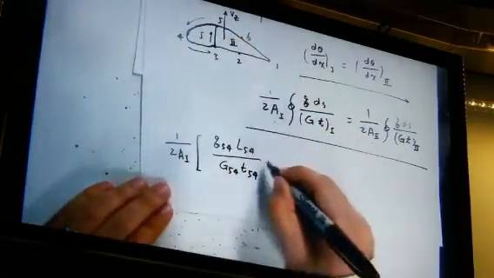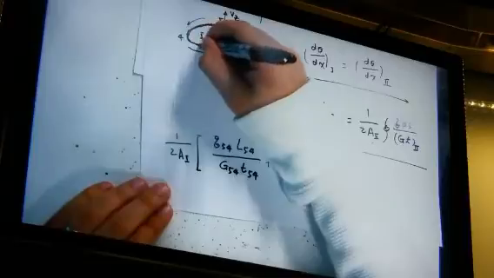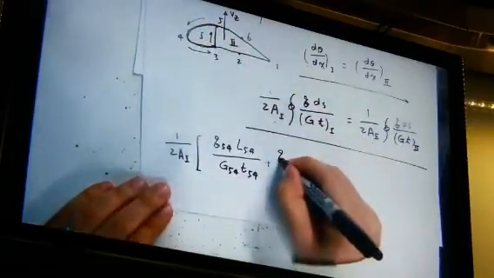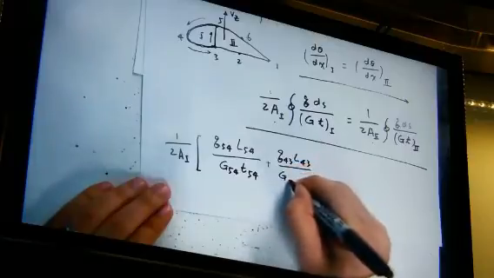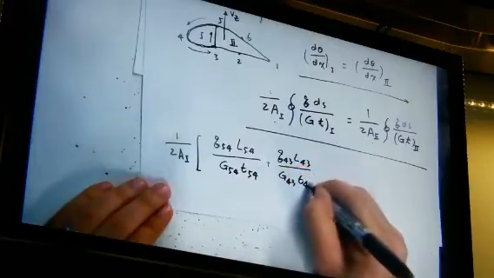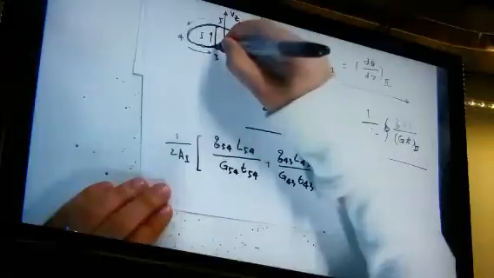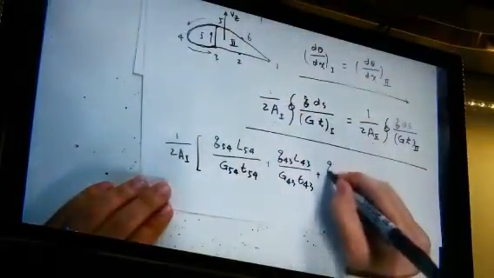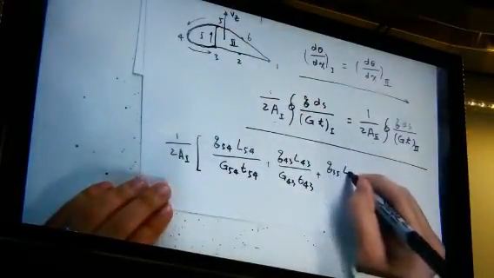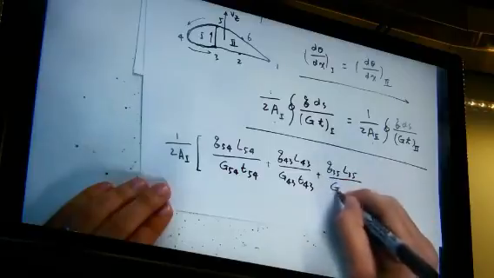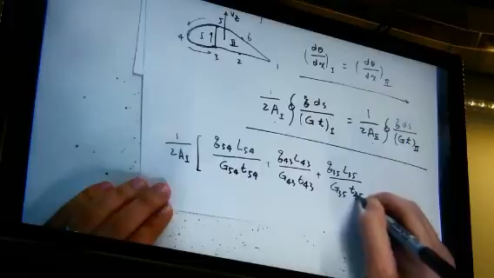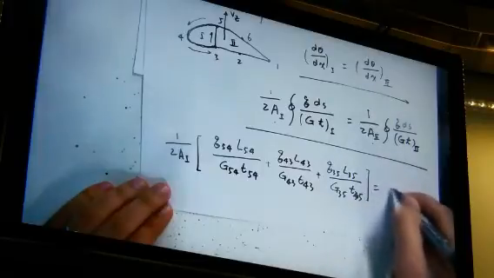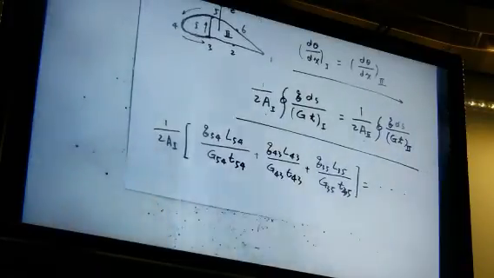And the second term is from point 4 to point 3: q_{4,3}, l_{4,3}, G_{4,3}, t_{4,3}. The last term is from point 3 to point 5: q_{3,5}, l_{3,5}, G_{3,5}, t_{3,5}. And you can follow the same procedure to write down what is on the right.